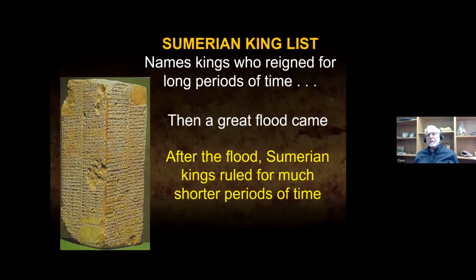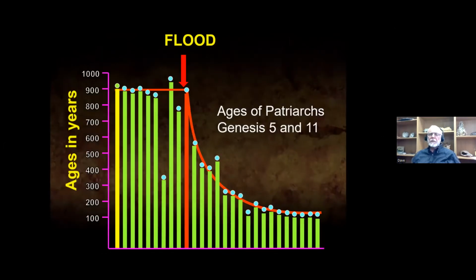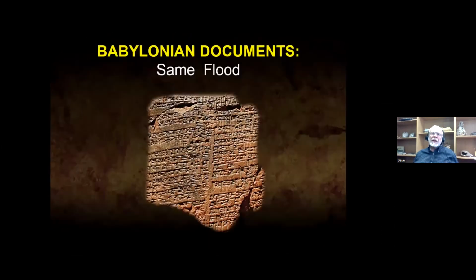Do you realize that fits very well with the record in the Bible, which shows that before the flood, the patriarchs lived very long periods of time. After the flood, the patriarchs didn't live nearly as long. The lifespans went down, down, down, down until today. If you live to be 100 years old, you're doing really well. And so that fits. Babylonian documents also talk about the same flood.